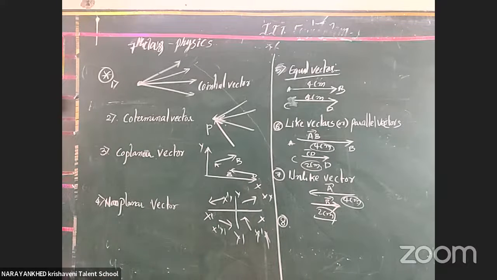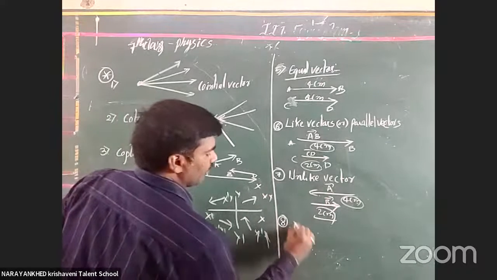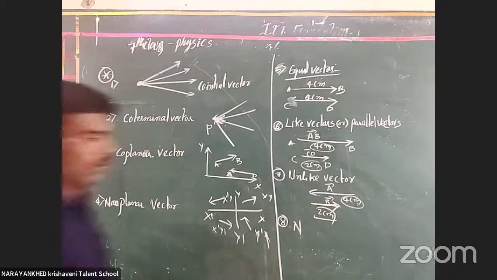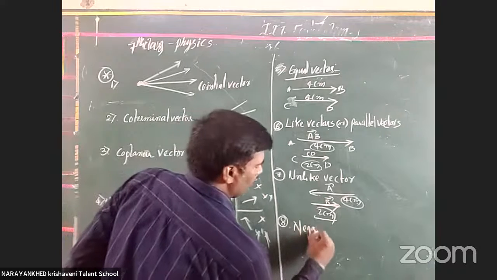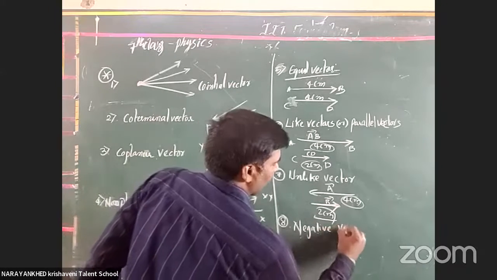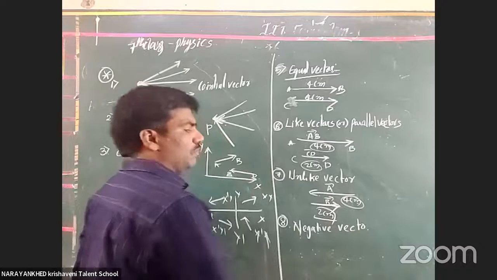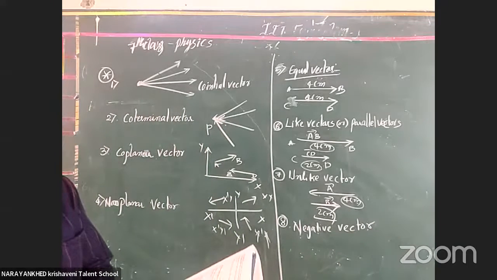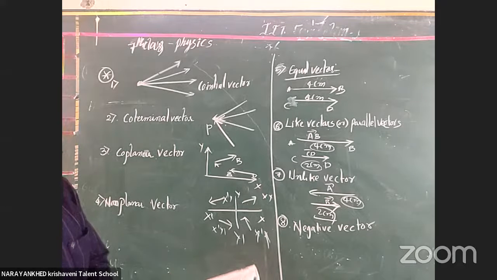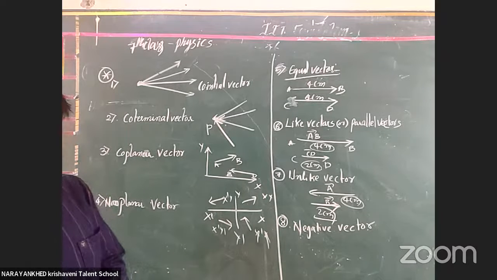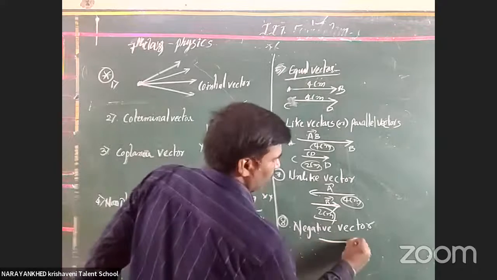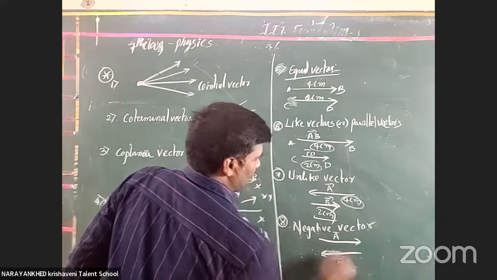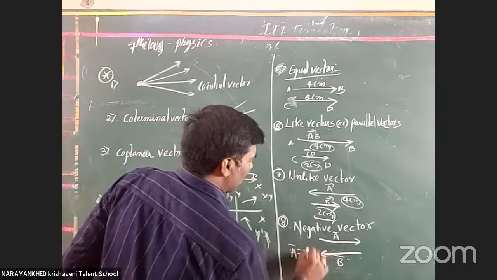Next, negative vector. Yes, all the students, the next component is about negative vector. The magnitude should be the same. Okay, clear or not? Yes, the magnitude of the vectors should be the same. That vector is called a negative vector. One is in this direction, another one is in this direction. This is A bar, this is B bar. A bar is equal to minus B bar.